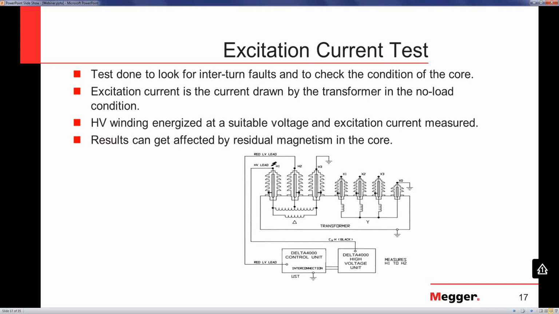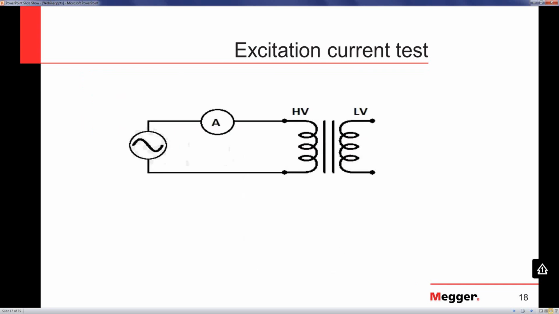So if the core is magnetized and if you do this test, then you can get different results. So we need to make sure that the core is demagnetized when we do this test. The condition of the core determines the value that you get. So you would get high values if the core is in a bad shape. Any interturn faults will cause the current to shoot up.